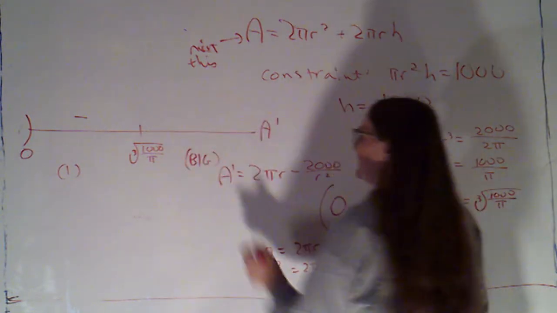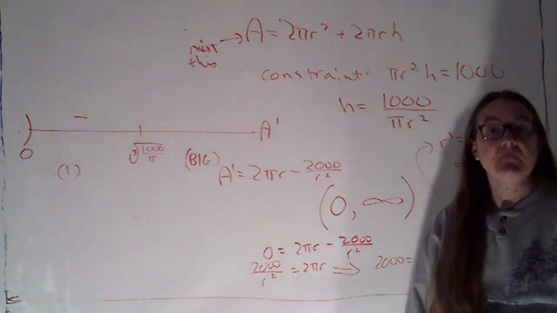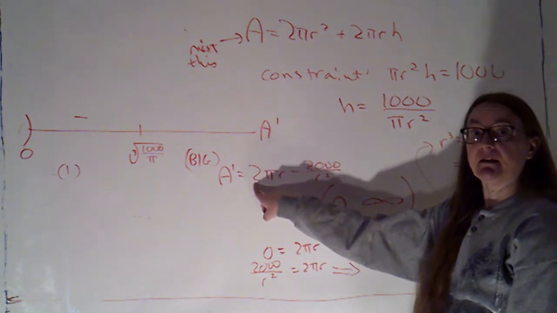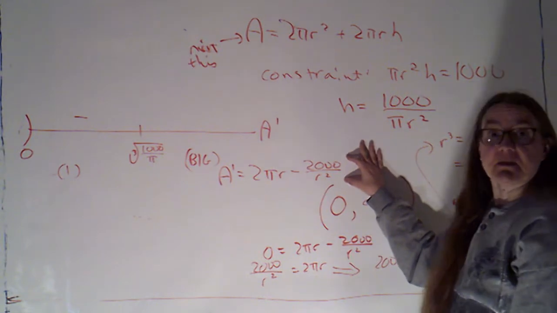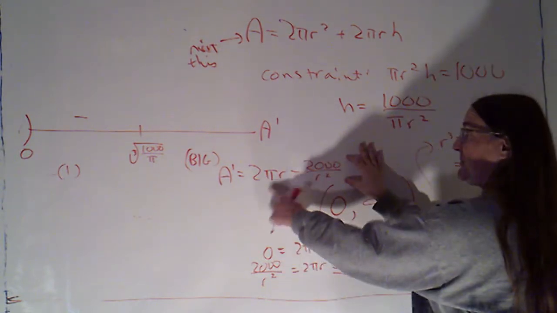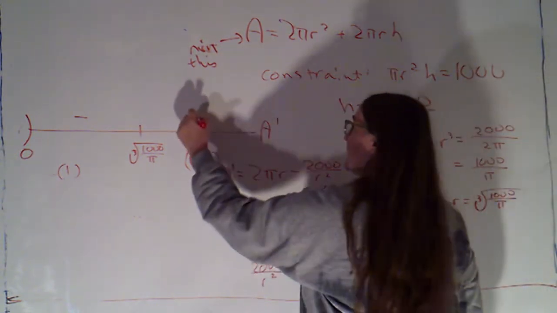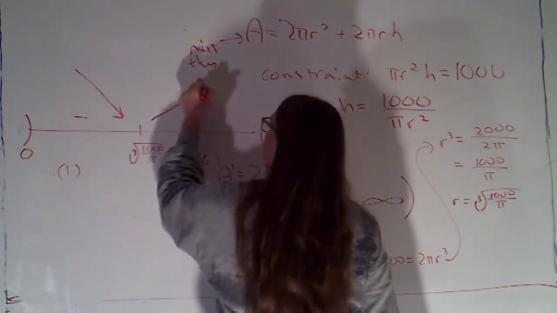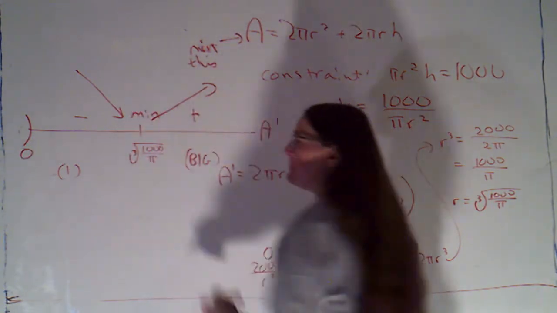I'm going to be super lazy. I'm just going to imagine plugging in a really big number. Now, if I plug in a really big number, that's really big. And that's really small. So the positive piece is big, the negative piece is small, the positive piece wins. Okay. So, from the shape of the graph, that tells me that this is a min.